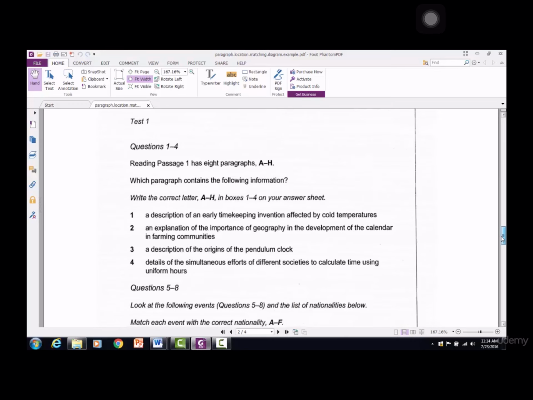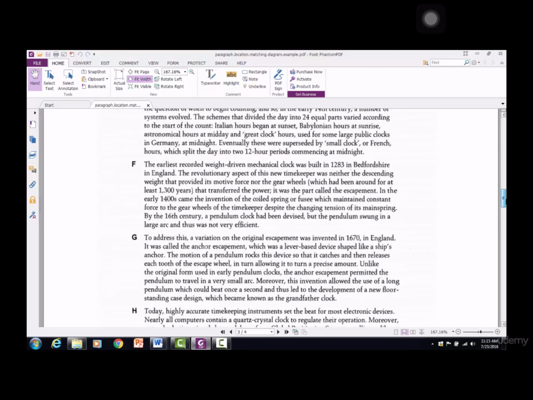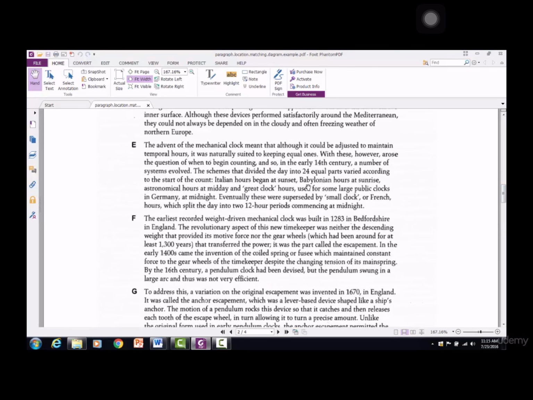Also, by doing the matching question, we actually know the answer to number 4. Because number 4 says simultaneous efforts of different societies to calculate time using uniform hours. We know that that is from paragraph E, where it talked about the Babylonian hours, the German hours, and then the French splitting the day into two 12-hour periods. So uniform hours, right? 24 equal parts. So we know that that information comes from paragraph E.